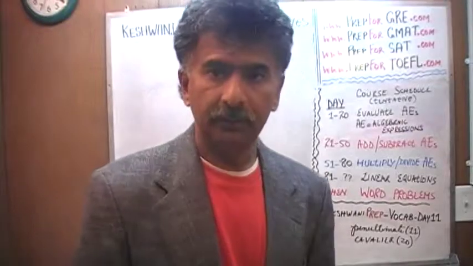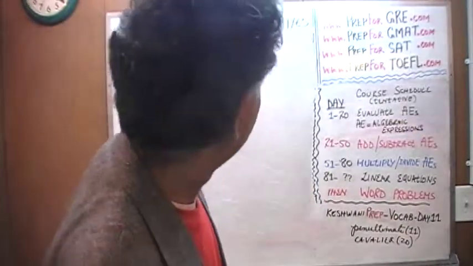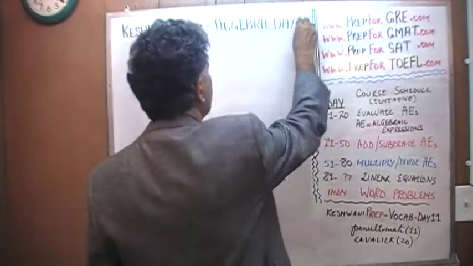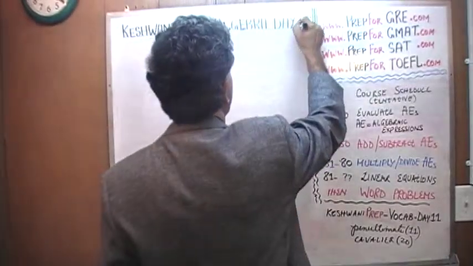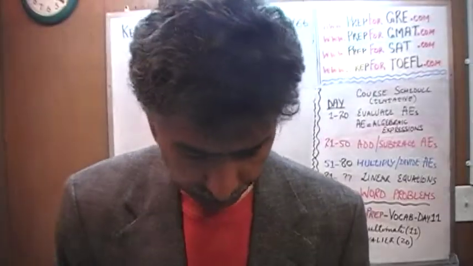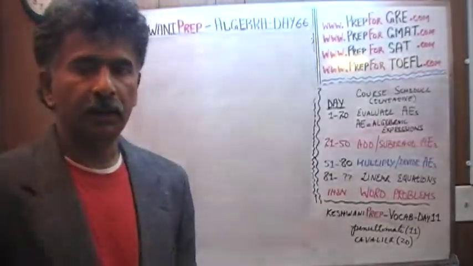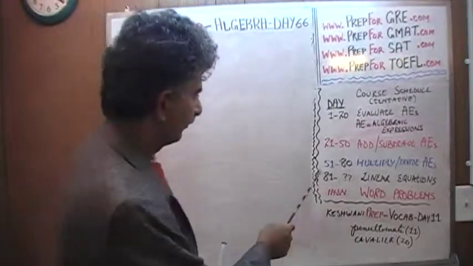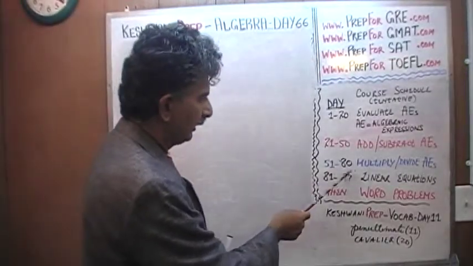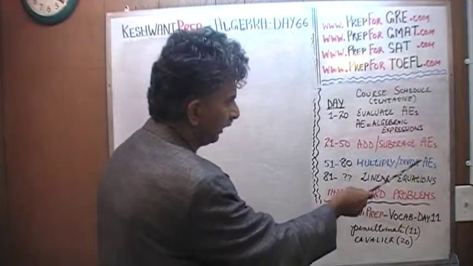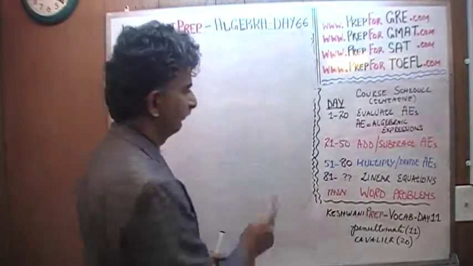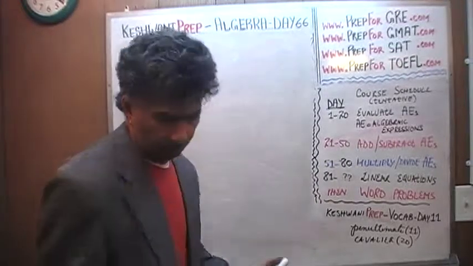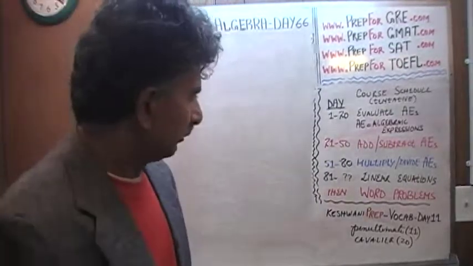We are here because we want to learn algebra. Today is our lesson number 66. We are in the process of learning how to multiply algebraic expressions. Here's the course schedule. We are learning right now how to multiply algebraic expressions. Day number 66, 51 through 80 is what I'm hoping it will go through. Multiply and divide.